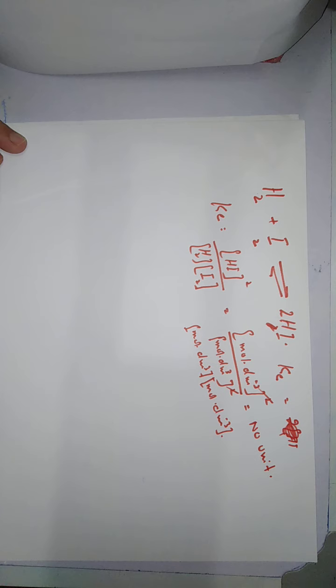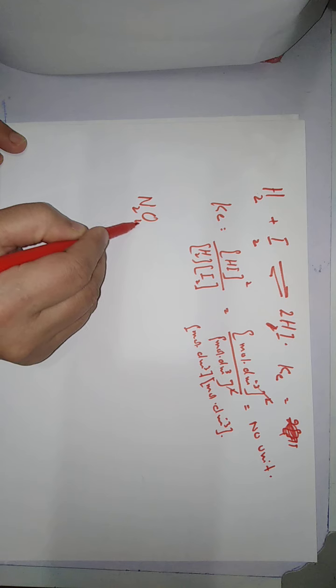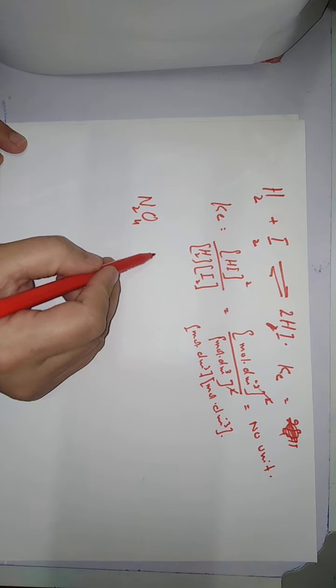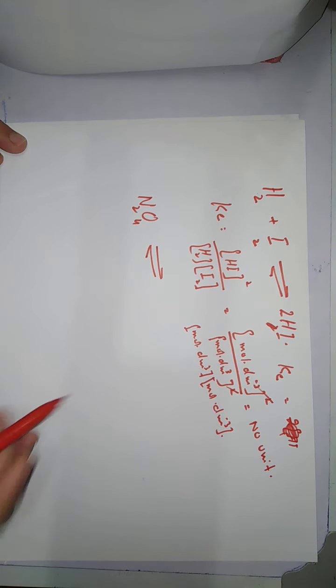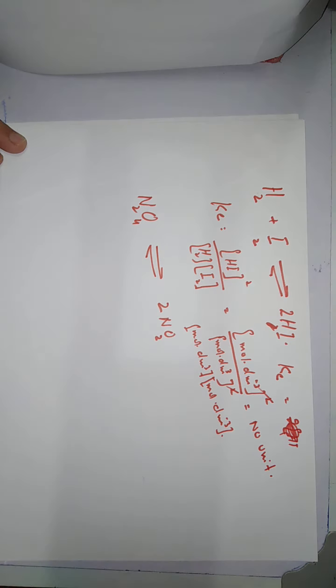Now case number 2, if the equation is not balanced. In this chemical equation, for example, N2O4 in a reversible chemical reaction produces 2NO2.